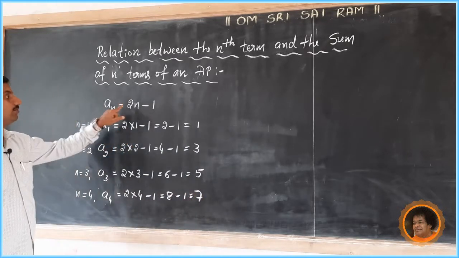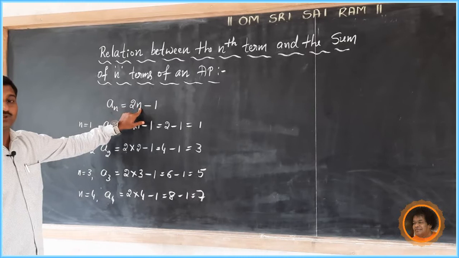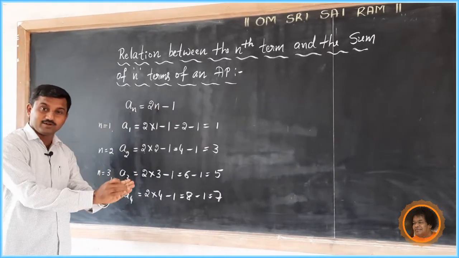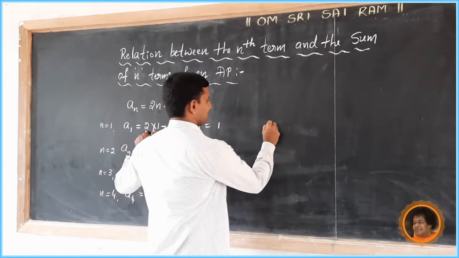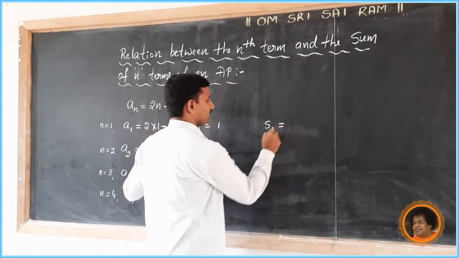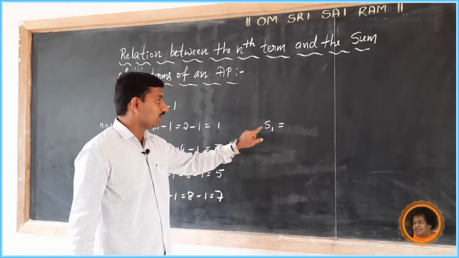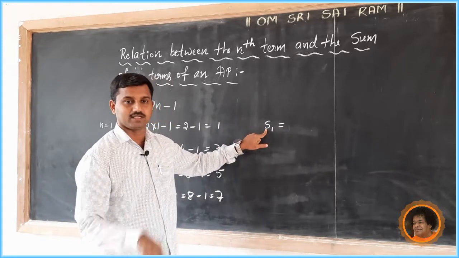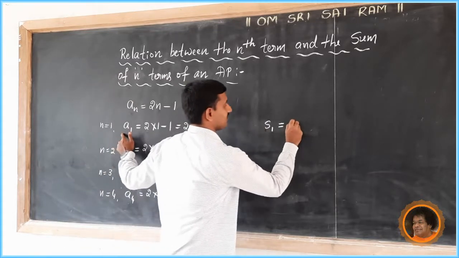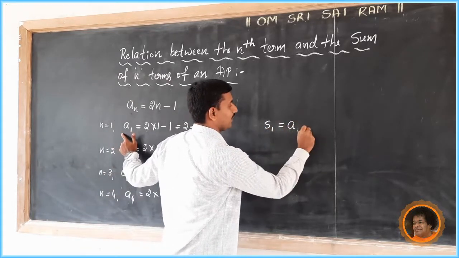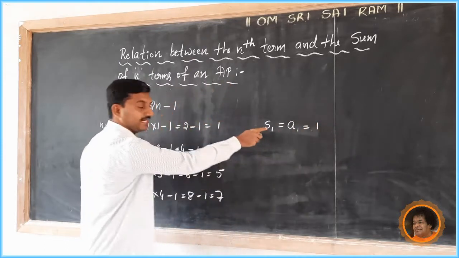So, the nth term of an AP, and the relation between the nth term and Sn, the sum of n terms. Now S1, what is the meaning of S1? S1 means the sum of the first term. The first term is denoted as a1. So S1 equal to a1 equal to 1. I think it is clear.